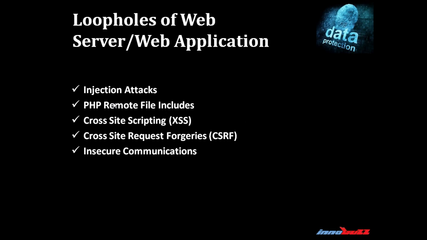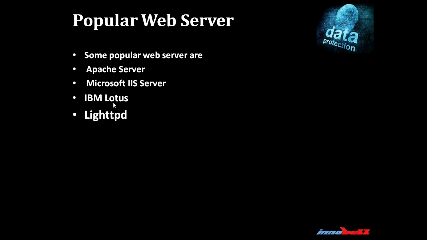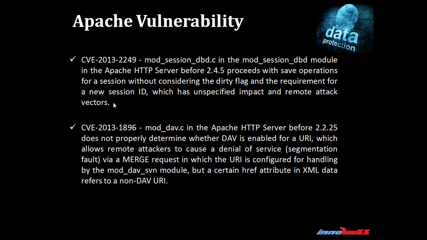What are the loopholes of web servers and web applications? Some of the loopholes are listed below, such as injection attacks, PHP remote file includes, cross-site scripting, cross-site request forgeries, and insecure communications. These attacks are explained in their corresponding modules. Some of the popular web servers in operation nowadays are Apache Web Server, Microsoft IIS Server, IBM Lotus, and Lite HTTPD. If any vulnerability is present in these servers, then malicious hackers can take advantage of that vulnerability and cause damage.